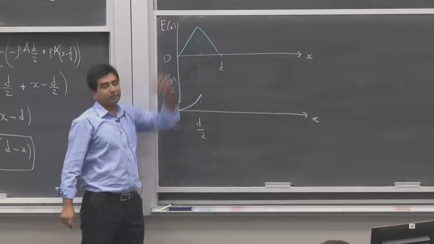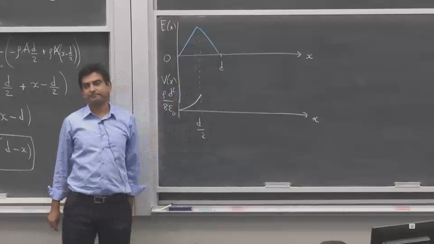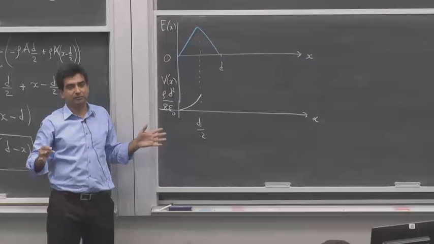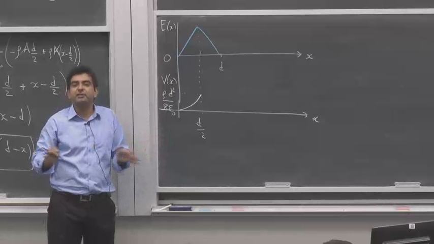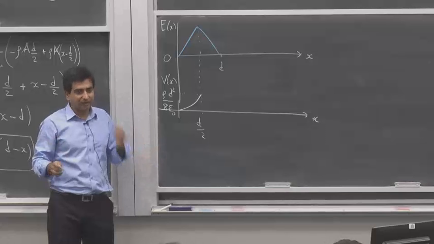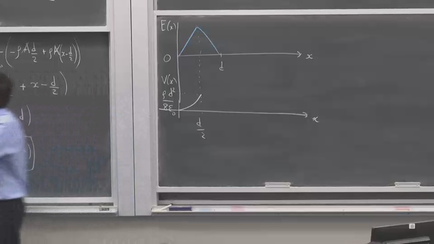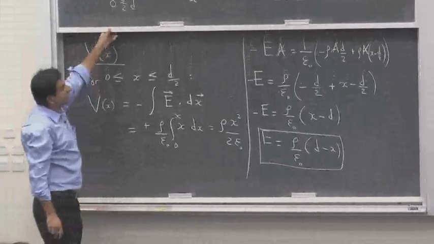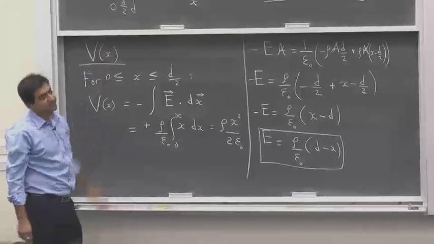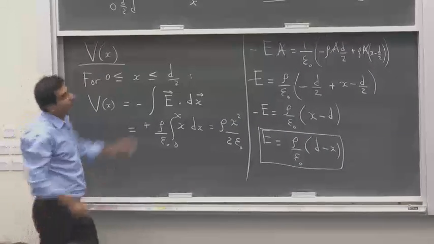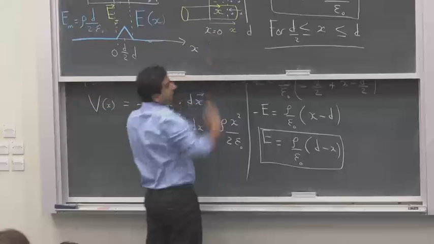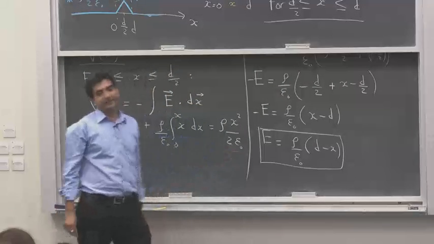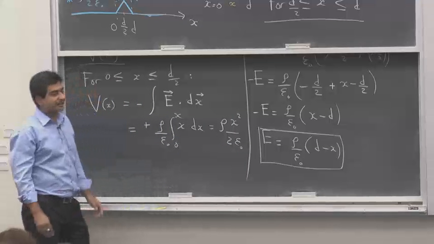Now I need to find out the potential inside this region. And I'm assuming that the potential here is everywhere 0, because the potential cannot change discontinuously, it has to be continuous. All of this region is an isopotential volume. So now I would like to find out the potential in the right side of the depletion region. I know what the electric field here is. So I will integrate this to find out the potential in the right side of the depletion region.